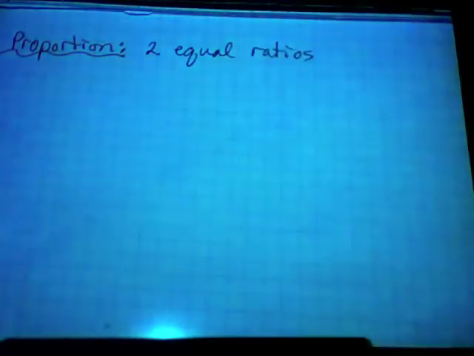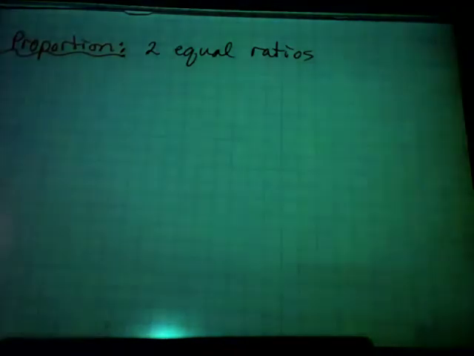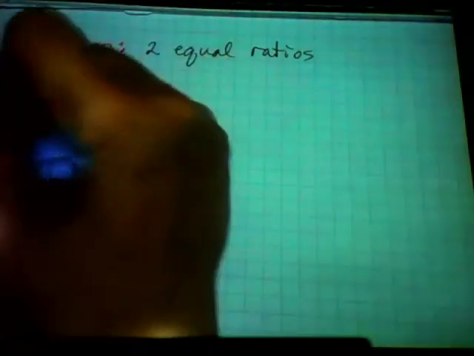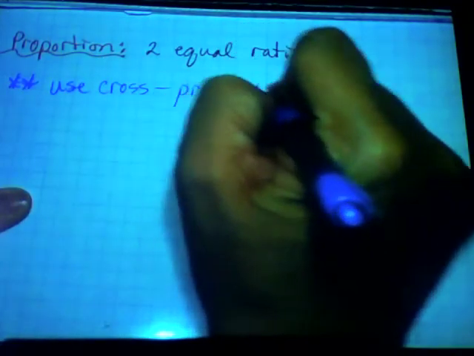Okay, so example, let's look at proportions. All right, all a proportion is would be 2 equal ratios. And aren't ratios fractions? So a proportion is 2 equal fractions. And then the really big thing, which Emily happened to mention here, is we use cross products to solve.